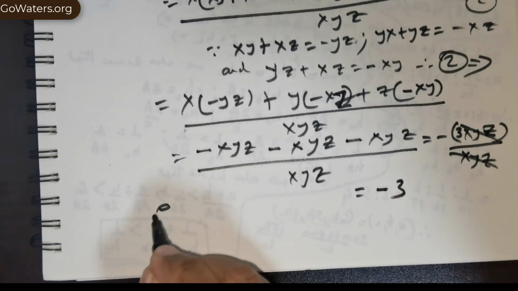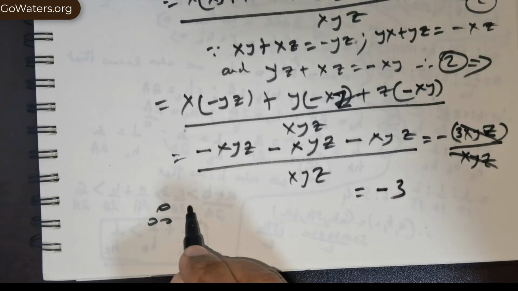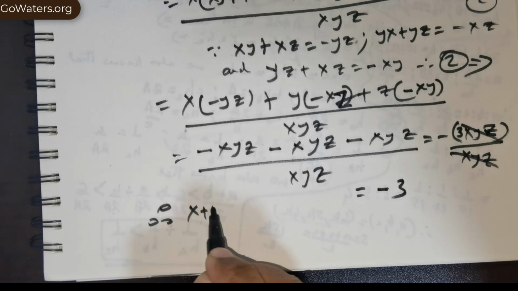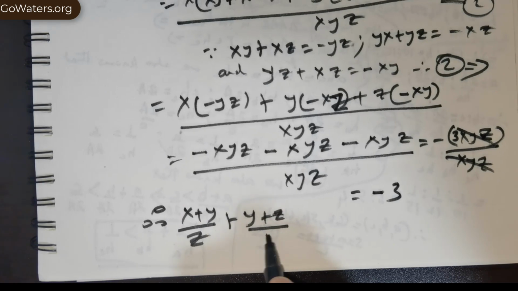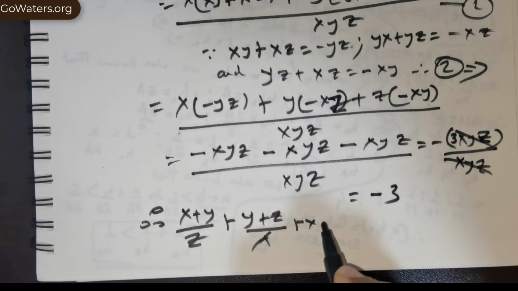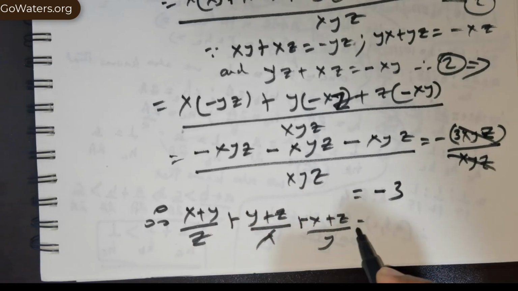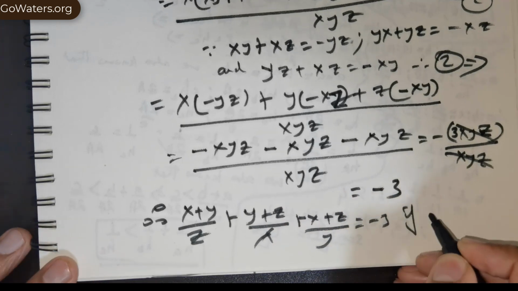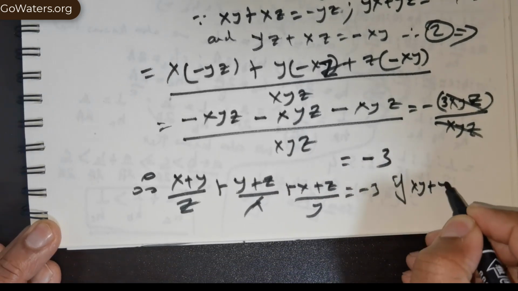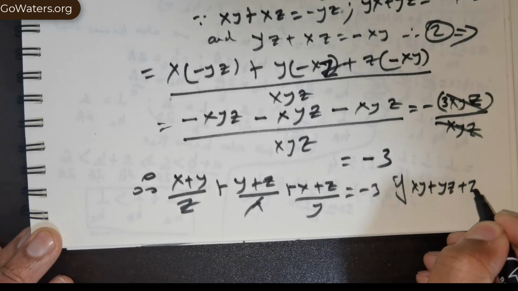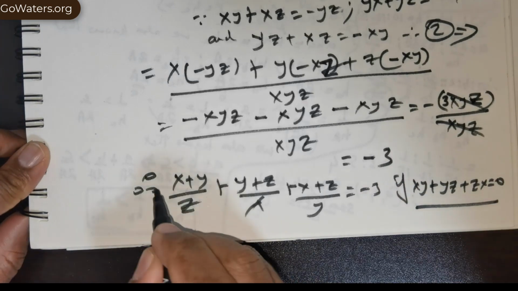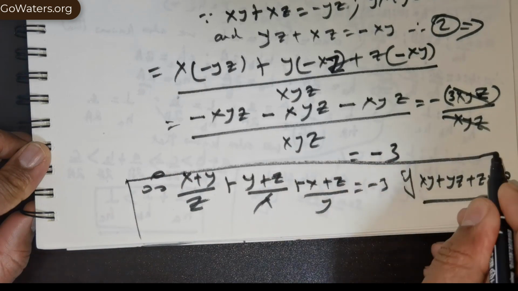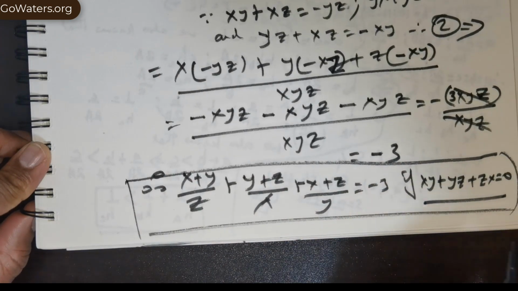So therefore we got an important expression: x/z + y/x + z/y is equal to negative 3 if xy + yz + zx is equal to 0. So that's a beautiful result, and that's a good place for us to stop.